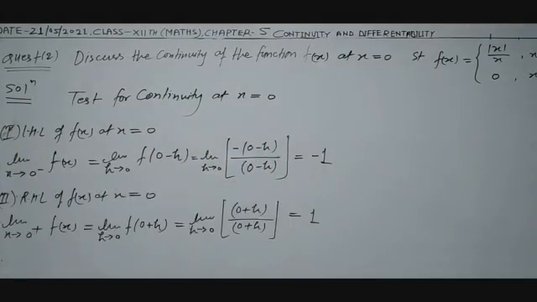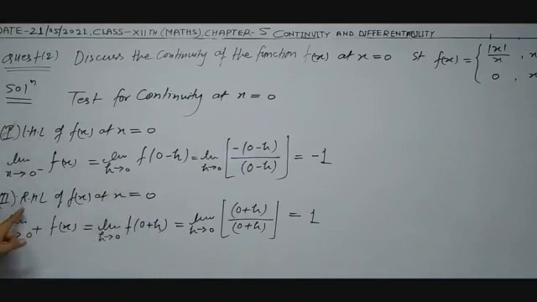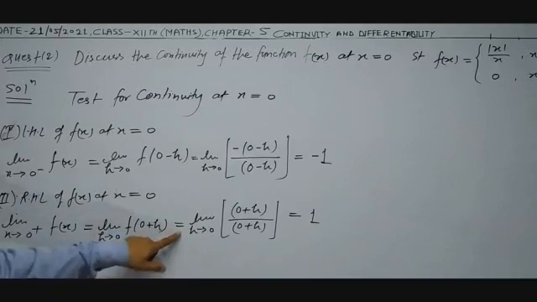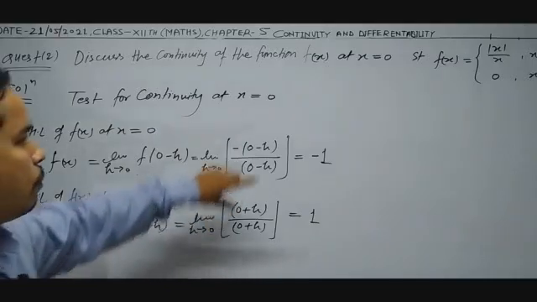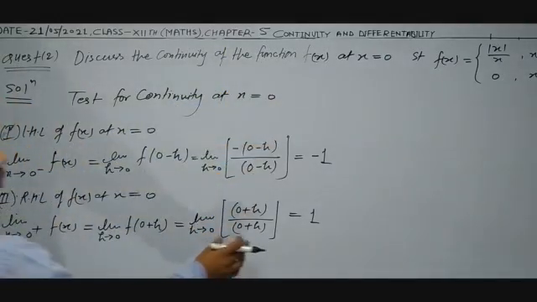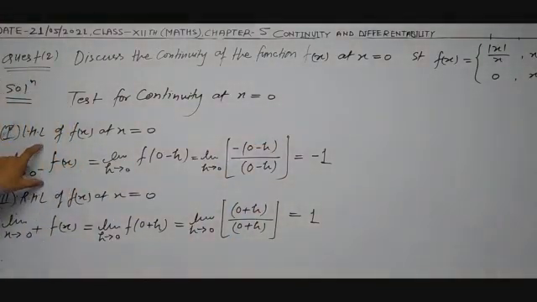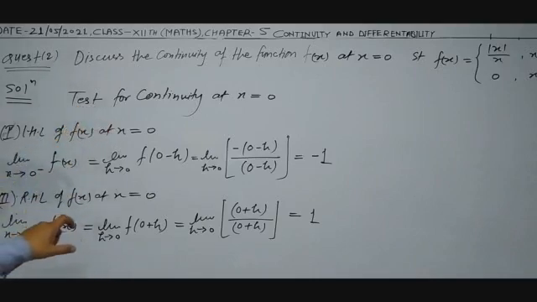Similarly, the right hand limit of the function at x equal to 0 is limit x tends to 0 plus f of x, equal to limit h tends to 0 f of 0 plus h. This can be written as limit h tends to 0 of (0 plus h) whole upon (0 plus h), because mod of x will be positive here. So it will be 1. So left hand limit is not equal to right hand limit, so the function is not continuous and is discontinuous of the first kind. You have already seen when left hand limit is not equal to right hand limit, it is discontinuity of the first kind.